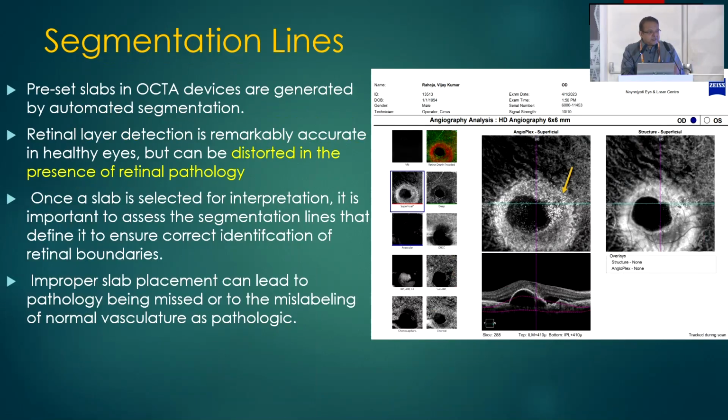Again and again, I am stressing the importance of the segmentation line. Many a times, if you don't do a proper segmentation, you will not get proper information on OCTA. Like in this patient, you have a lot of projection artifacts, and I have done a manual segmentation. On manual segmentation, you can see on structural OCT there is a pigment epithelial detachment. On its margins, you can see there is a BVN.